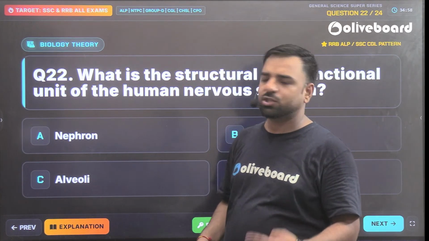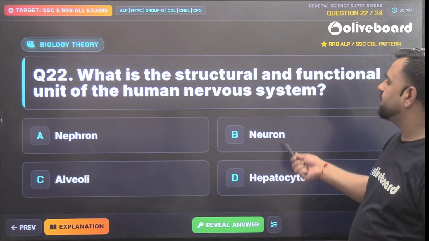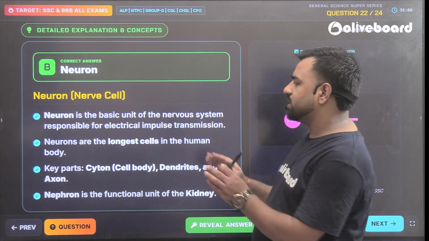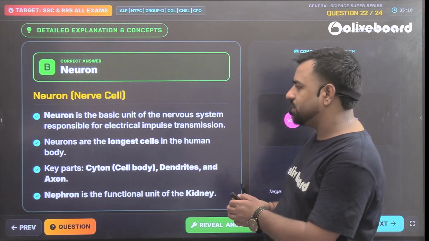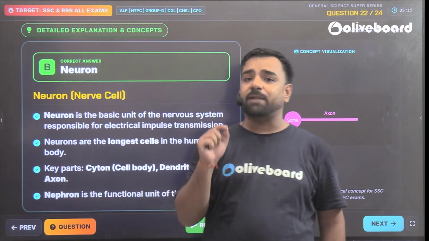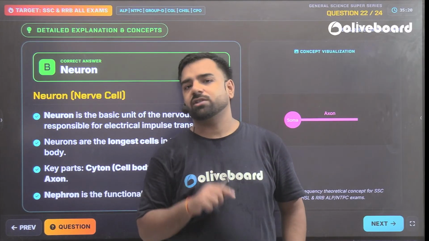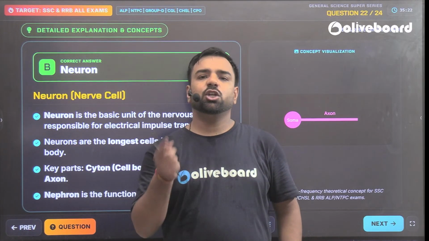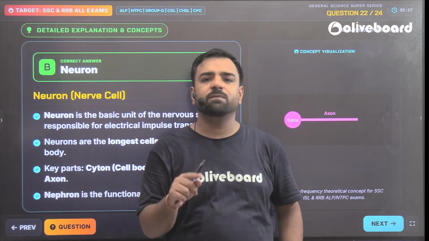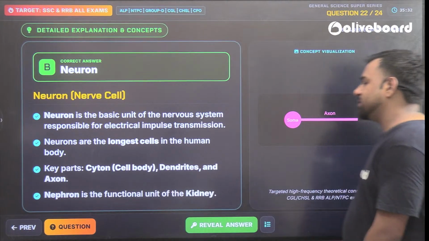Gaseous exchange actually takes place in alveoli, and here the structural and functional unit of the human nervous system is the neuron. No doubt about it. The neuron is the basic unit of the nervous system, responsible for electrical impulse transmission. Neurons are the longest cells. Which is the smallest cell? The smallest cell is mycoplasma. Which is the largest cell? The largest cell is the ostrich egg. What about the human body? In the human body, the smallest cell is the sperm cell, and the largest cell is the ovum, which is also known as the egg cell. Fine. So nephron is the functional unit of the kidney.